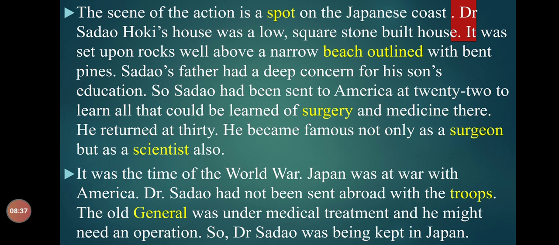Now, dear student, the writer introduces the main character of the story, Dr. Sadao Hoki. Dr. Sadao's house was situated on the coast of Japan. He had been living there since his childhood. The house had a low height and was made of stone. It was set upon the rocky beach, which had a boundary line made with pine trees that were tilted towards one side.